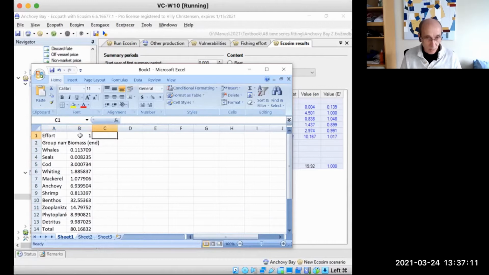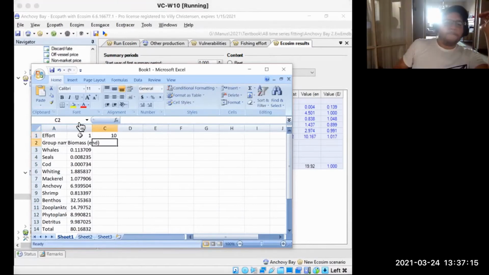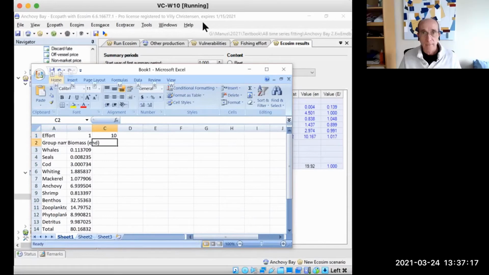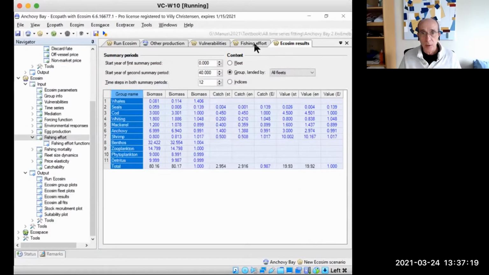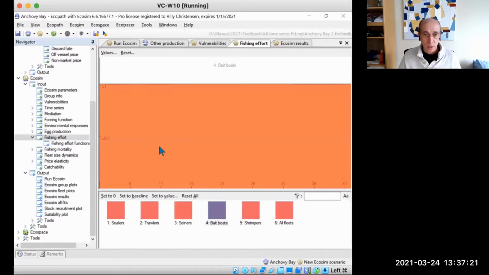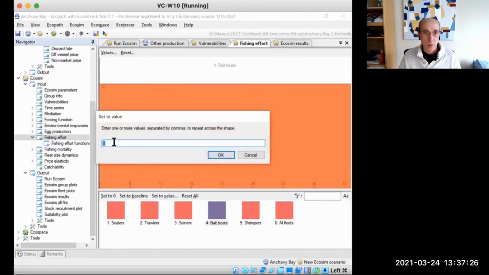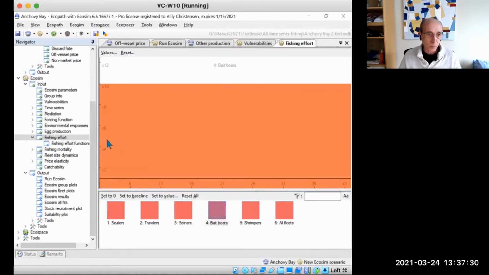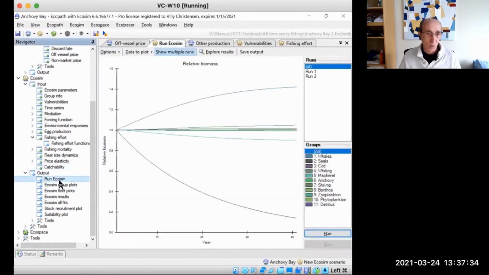Next thing we're going to try is bait at 10. And we can do that. Back here, fishing effort, and we are on bait boats. Reset it. You can say what you want to set it to. I set it to 10 now. Back. Run Ecosim. Ecosim output, run Ecosim, and another one.